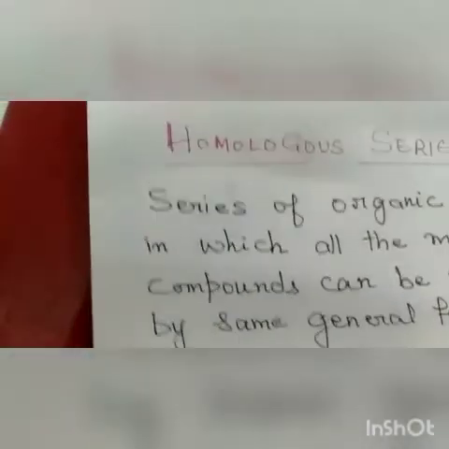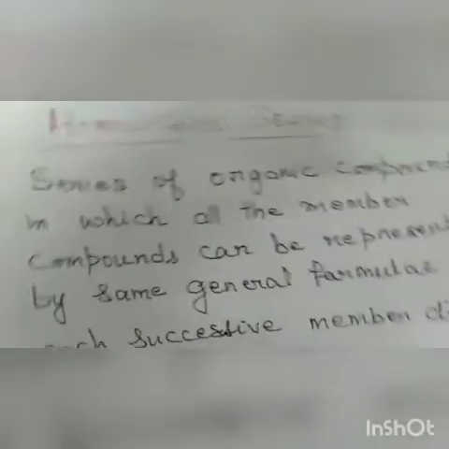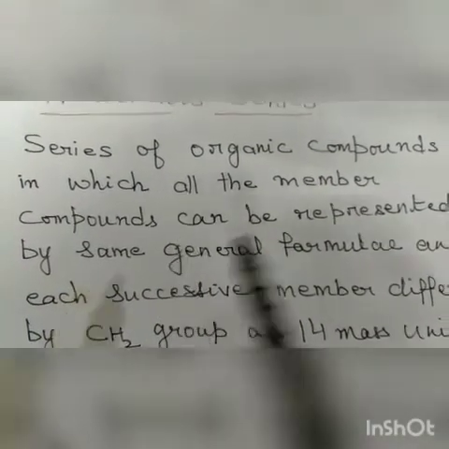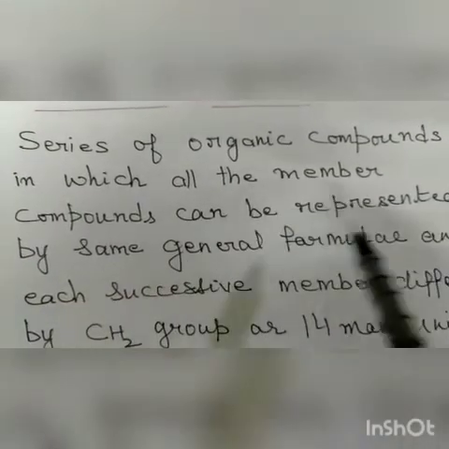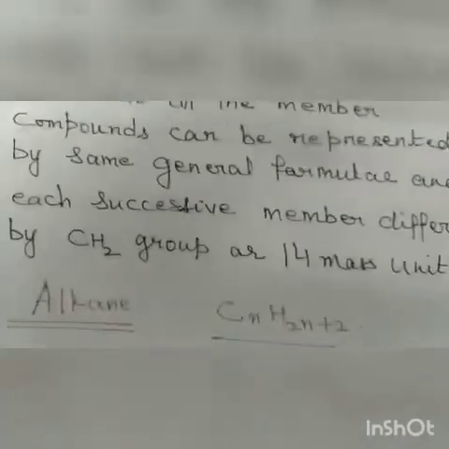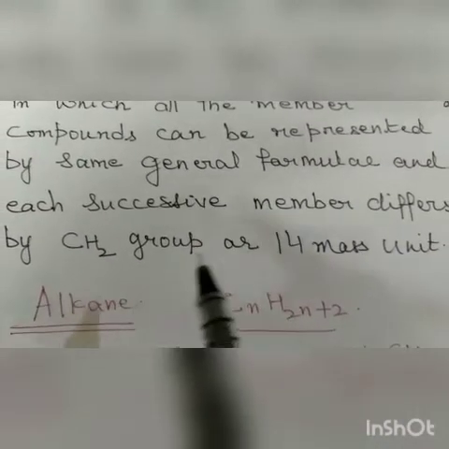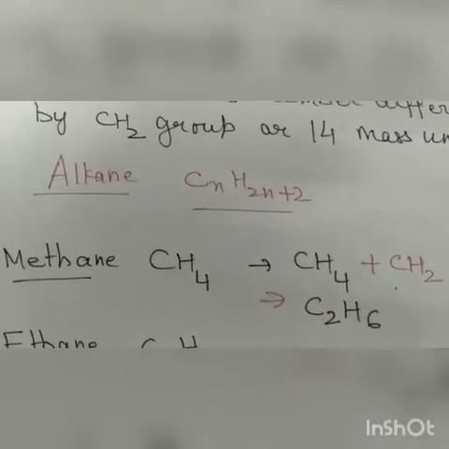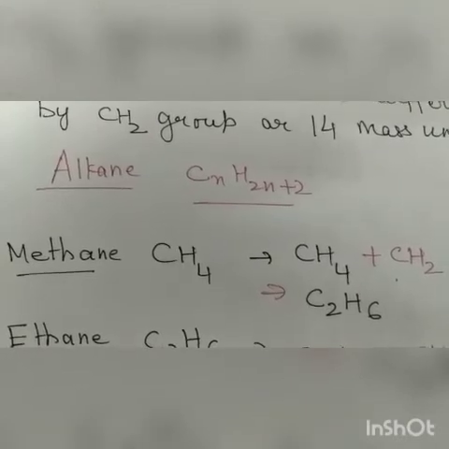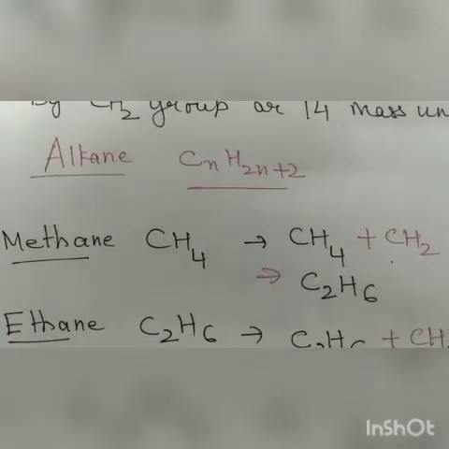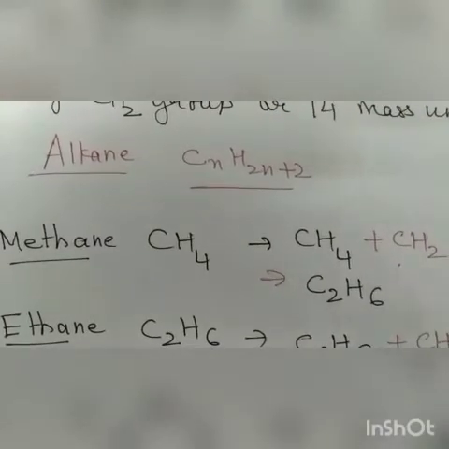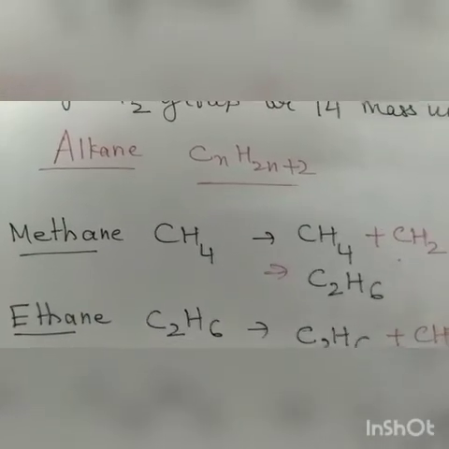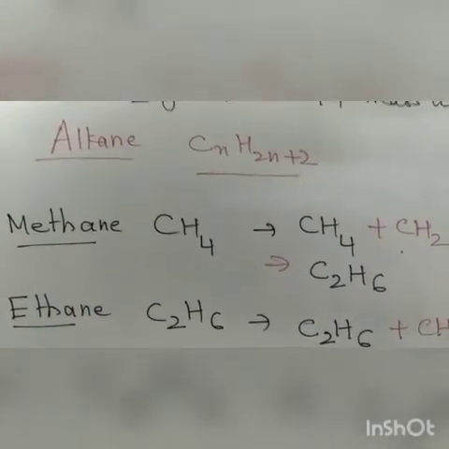Now students, what is a homologous series? A homologous series is a series of organic compounds in which all the members can be represented by the same general formula, and each successive member differs by a CH2 group or 14 mass units. In a homologous series, all the compounds have the same general formula, but the members differ by a CH2 group or 14 atomic mass units, because the molecular mass of the CH2 group is 14 units.